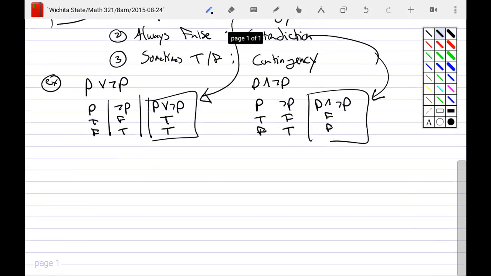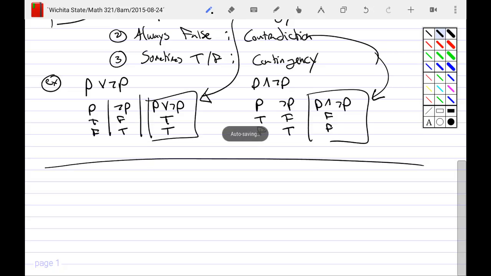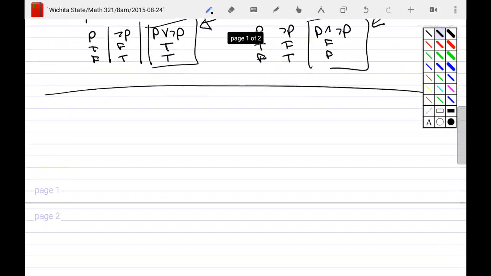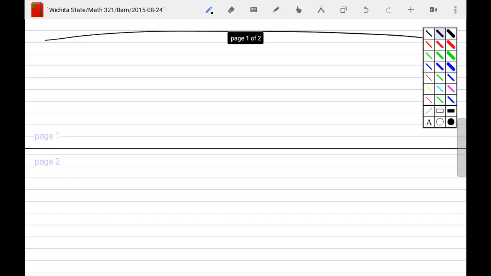And a contingency is pretty much all the normal truth tables you do. Sometimes it's true, sometimes it's false. All right, now that we know we have that, we can actually get to a definition of this idea of sameness. It's kind of looser than equality, so we're going to use the word equivalence, and that'll be our definition.